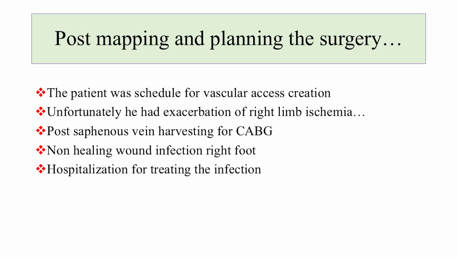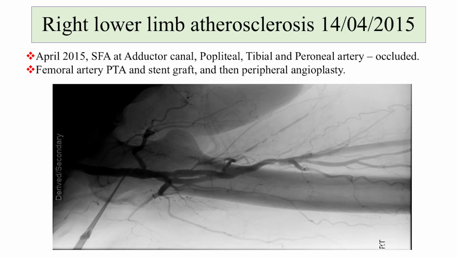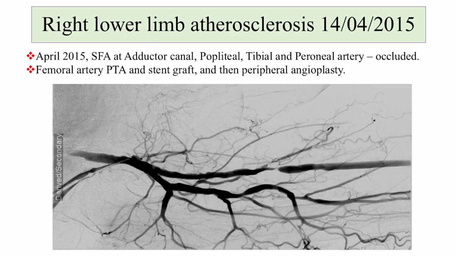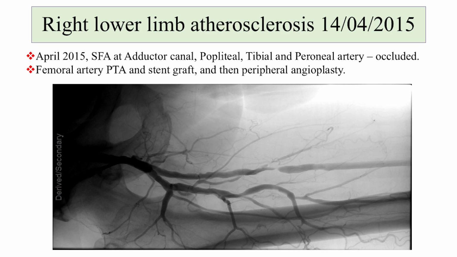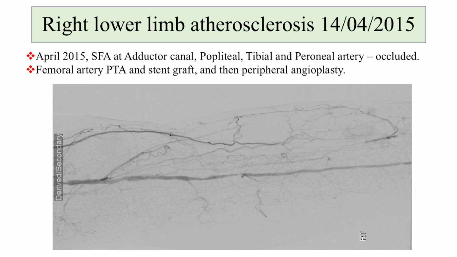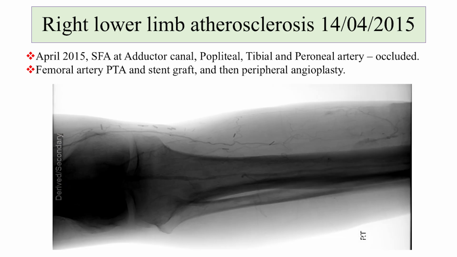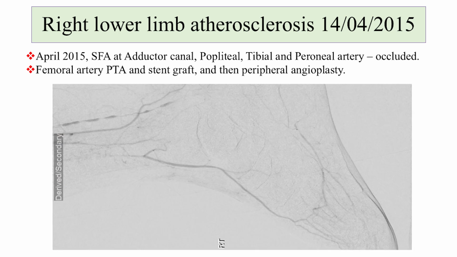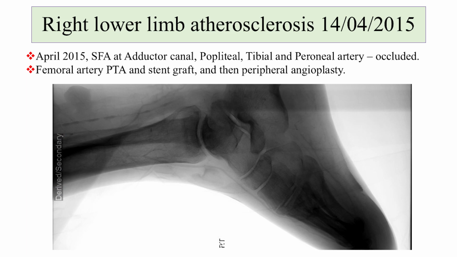The patient was scheduled for vascular access creation, but unfortunately, he had exacerbation of limb ischemia with a non-healing wound infection and long hospitalization. On angiography in 2015, the SFA showed severe stenosis and occlusion at the adductor canal. The popliteal, tibial, and peroneal arteries were also occluded. The patient was treated by femoral artery PTA with stent graft and then peripheral angioplasty.